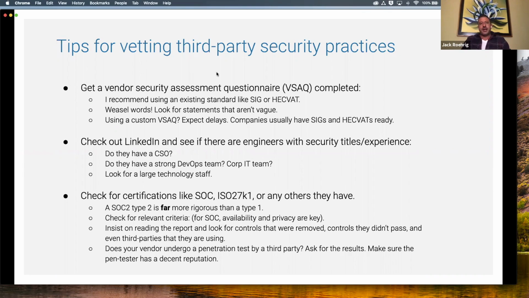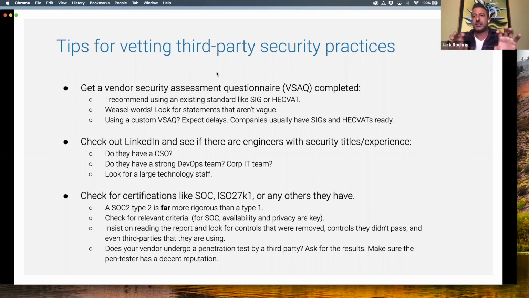LinkedIn. I mentioned this when I talked about M&A. Do they have a CISO? They do. That's awesome. I mean, that's a huge, huge leap in security because that shows that a disciplined executive level security program is in place. Make sure that that CISO is actually a CISO and not a consultant or something like that.